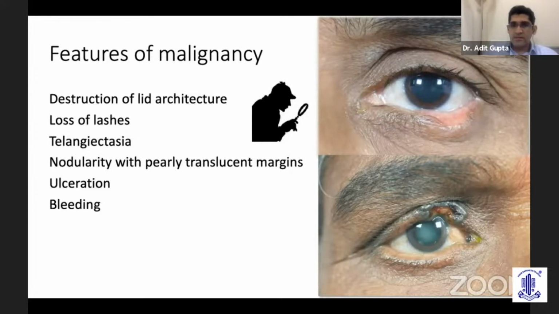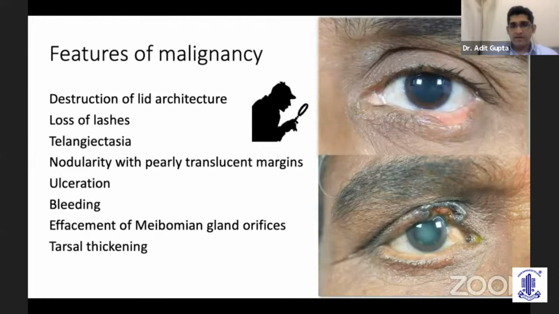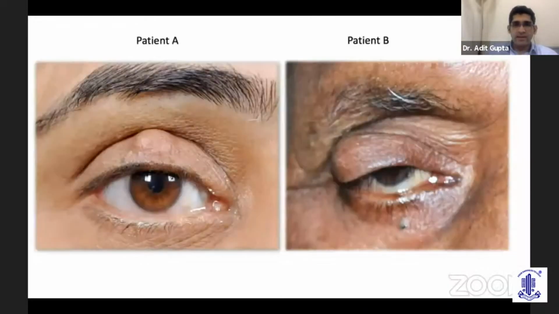Ulceration associated with bleeding occurs mostly in malignant tumors. Effacement or distortion of the meibomian gland anatomy and the meibomian gland orifices, along with tarsal thickening. So, if there is a clue to all these things, it points towards a malignancy.